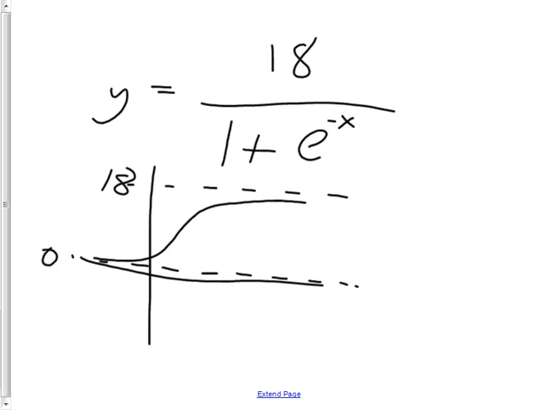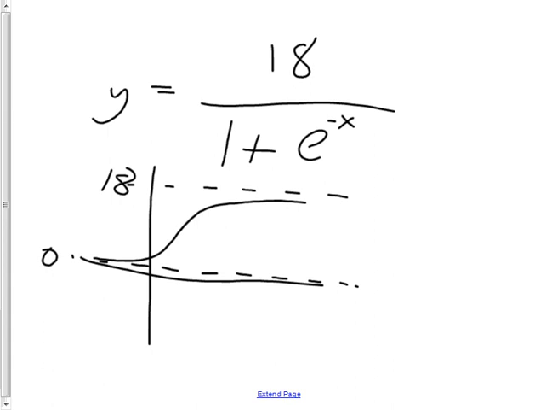How about the domain and range of this? What's the domain? What's a fast way to say negative infinity to positive infinity? All reals. Very good. So the domain is all reals. Okay, how about the range? 0 to 18. Very good.